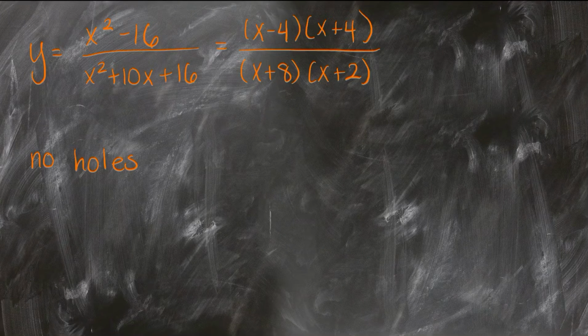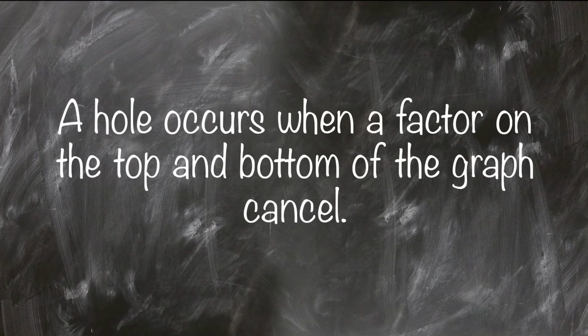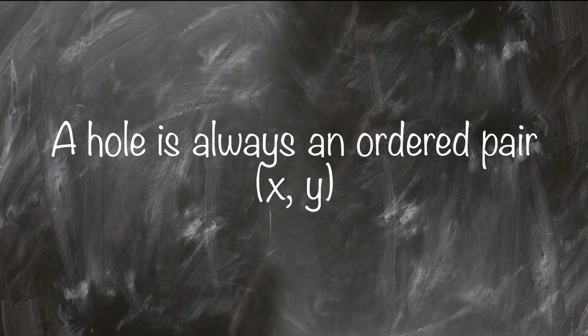So let's go ahead and summarize what we've learned in this video. A hole occurs when a factor on the top and a factor on the bottom cancel. And a hole is always an ordered pair. You need both an x and a y value. In the next video, we're going to take a look at horizontal asymptotes, and then we will be getting close to being ready to graph these functions.